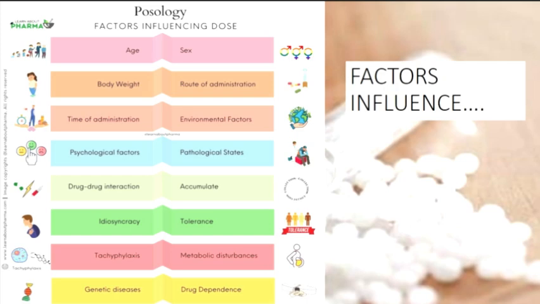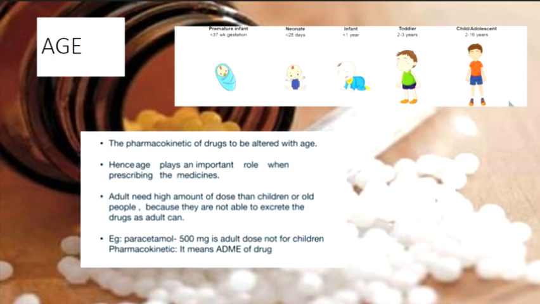The first factor is age. Each age group has its own type of medicine. The medicine you give to an adult will not be suitable for a child or an old person, because a child does not have a developed system for handling those medicines, and if you give an overdose, the child may die. You may have heard news in the newspapers that after administering Dolo, a child died. This is due to an overdose of medicines. So as a pharmacist, it is your responsibility to note that.